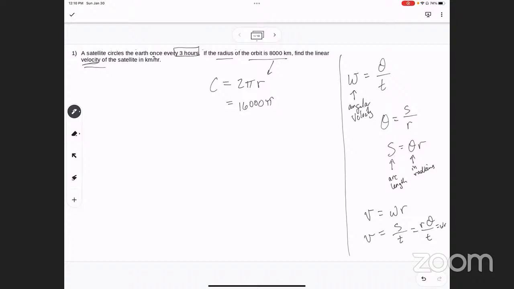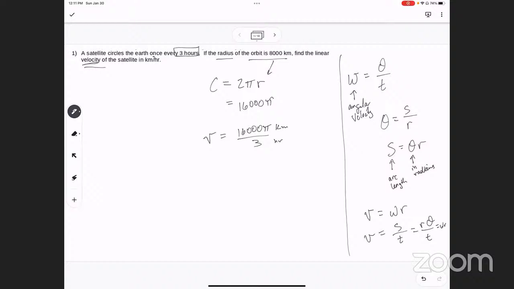And it says the satellite circles the Earth once every 3 hours. So it's going to travel this far in 3 hours. Make sense? Mhm. So the velocity is going to equal that's the distance that it traveled over 3 hours. So this is that many kilometers per hour. All right. Does that make sense? Yes.